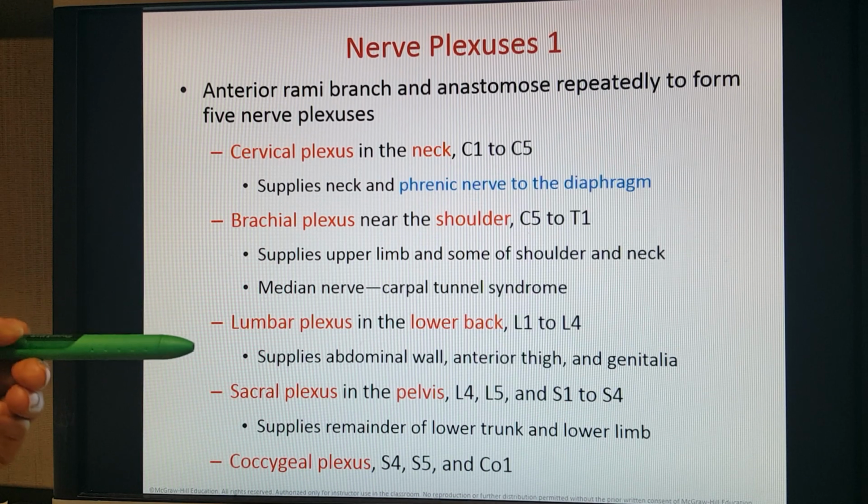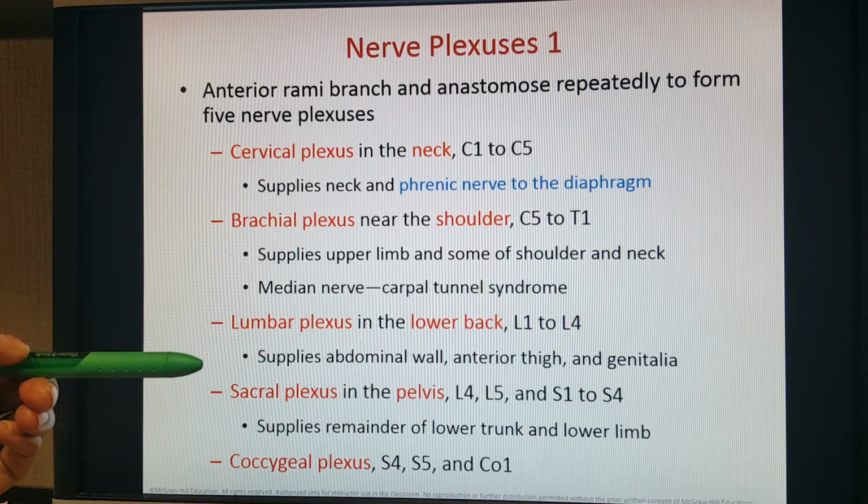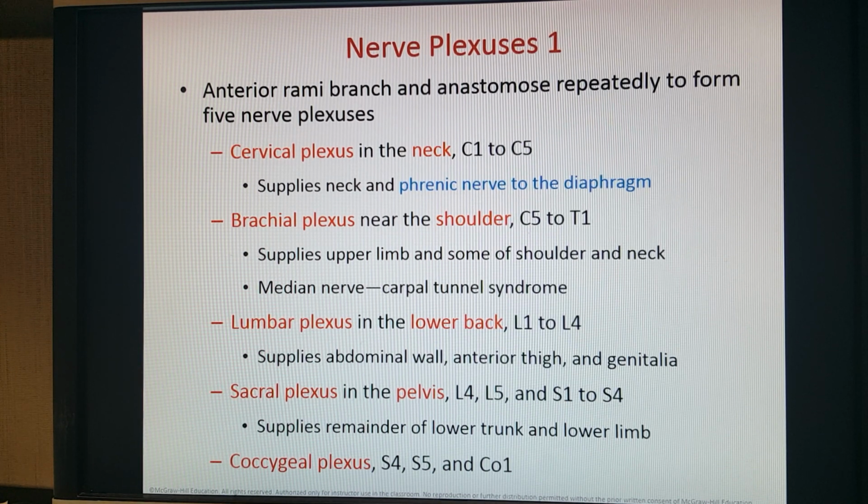Lumbar plexus, so even lower on our spinal cord, goes to the abdominal wall, the anterior or front part of our thigh and genitalia region. Even lower, sacral plexus, so going towards our pelvis, so the rest of our lower trunk as well as lower limb region. And then your coccygeal plexus extending off of that, and in some cases will branch up with the sacral plexus.